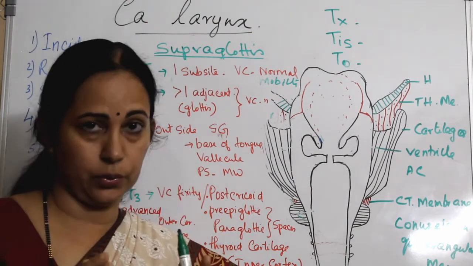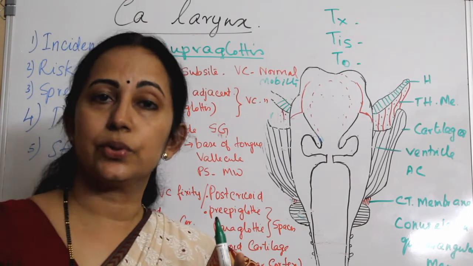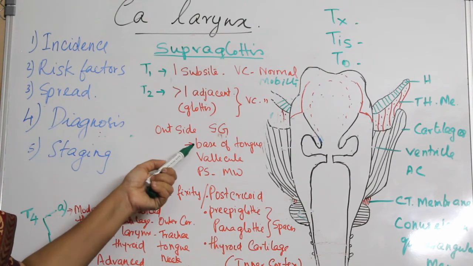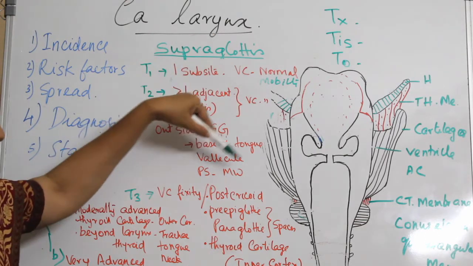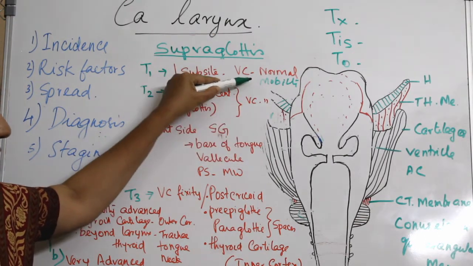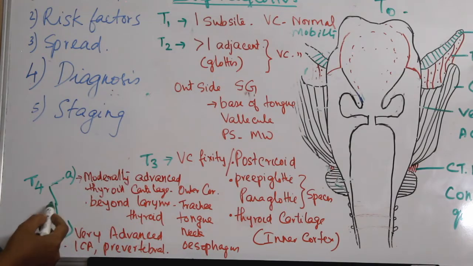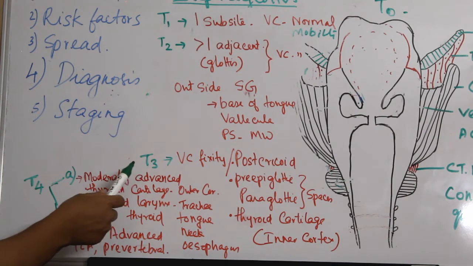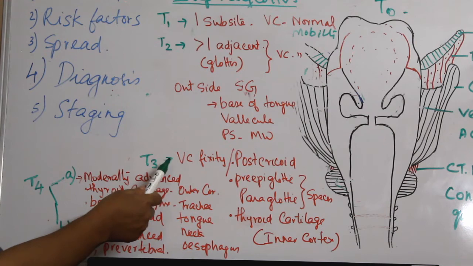Either within the supraglottis, more than one adjacent subsite, or to the glottis, or outside the supraglottis, for example, base of tongue, vallecula or medial wall of piriform sinus, with normal vocal cord mobility is T2. T3 and T4 are with vocal cord fixity. For T3, it is tumor limited to larynx with the vocal cord fixation.